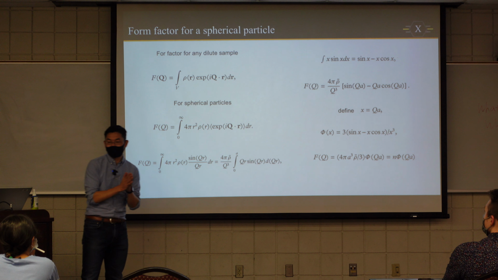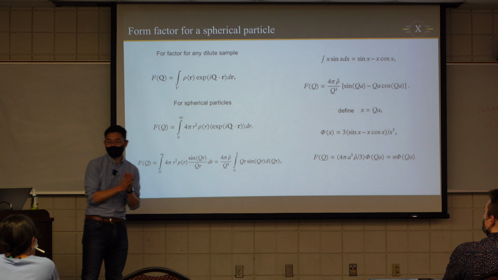Lena, please. I just was wondering, then why wouldn't it just be phi squared? How come it's f squared? Okay, good question. So f is a form factor. Phi is just a simplified function.